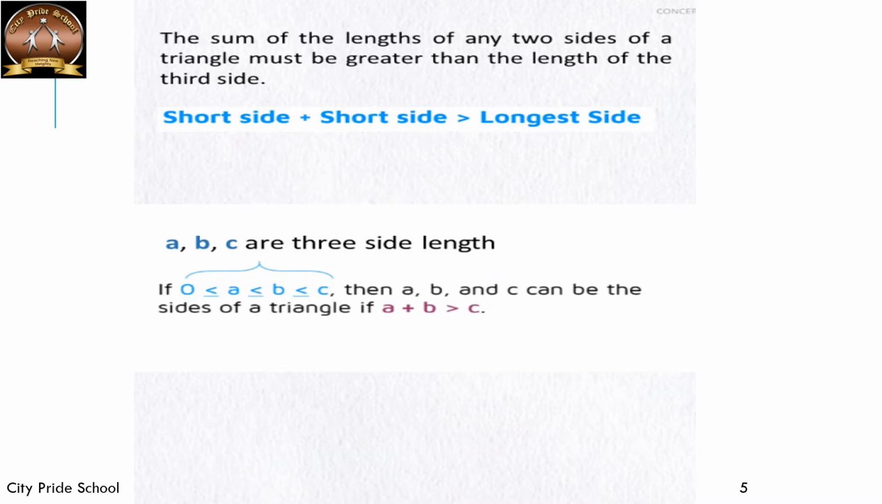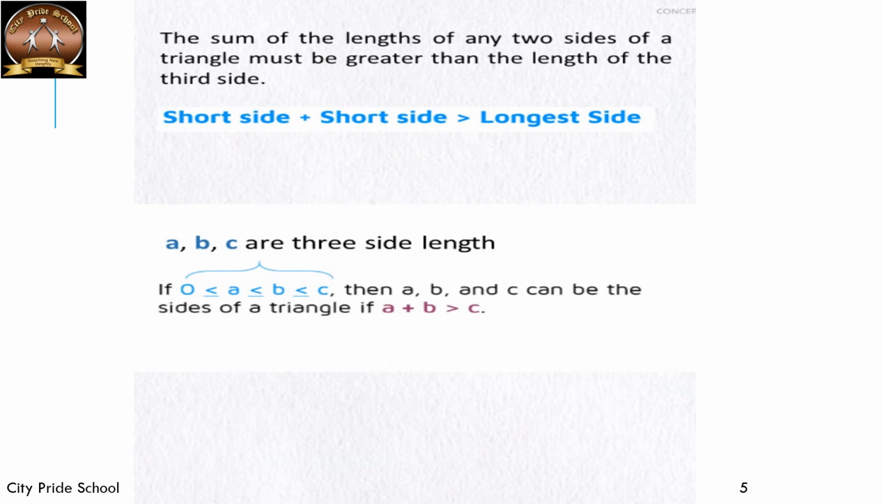See the properties mentioned over here. Let's have a look. The sum of the lengths of any two sides of a triangle must be greater than the length of the third side. That means short side plus short side should be greater than the longest side.